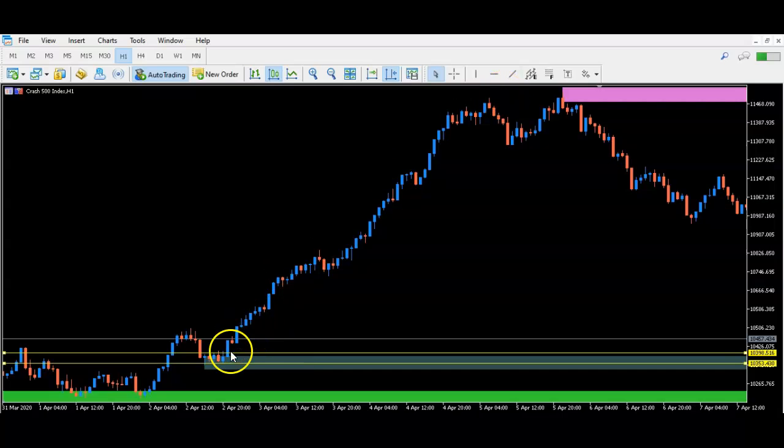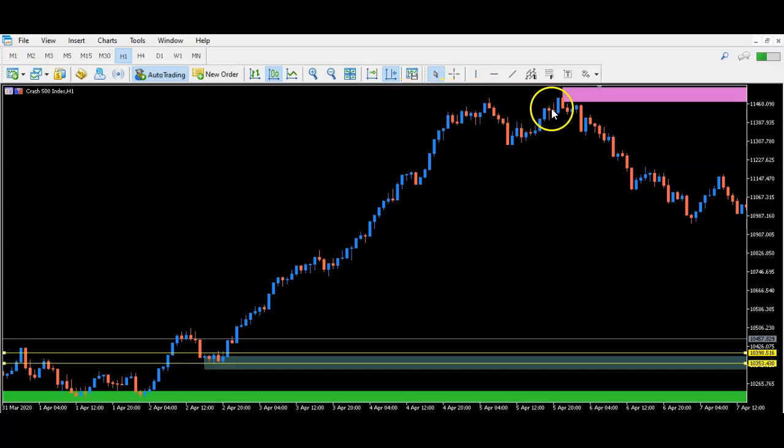It happened, and it bought for how many hours? 1, 2, 3, 4, 5, 6, 7, 8, 9, 10, 11, 12, 13, 14, 15, 16, 17, 18, 19. This is close to 24 hours of buying. You're supposed to buy till resistance.